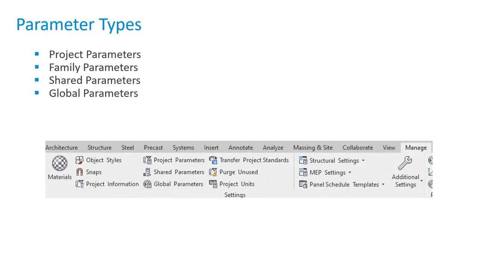When working in Revit, information is key. In order to add information to a building model, it needs to be added to a parameter. There are 4 different types of parameters that you can create and use in Revit: project parameters, family parameters, shared parameters, and global parameters. Let's take a look at each one.